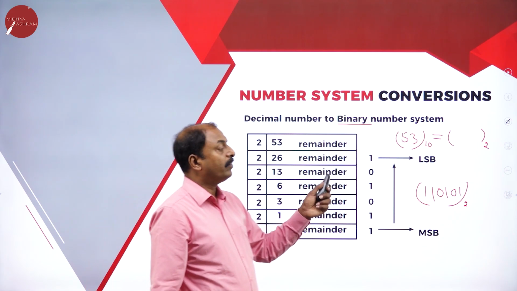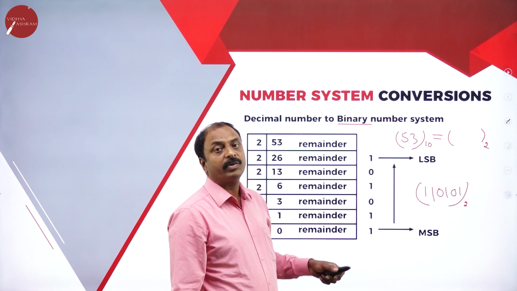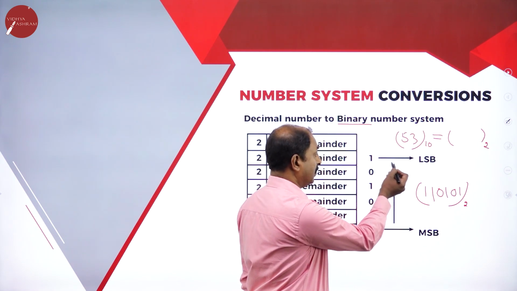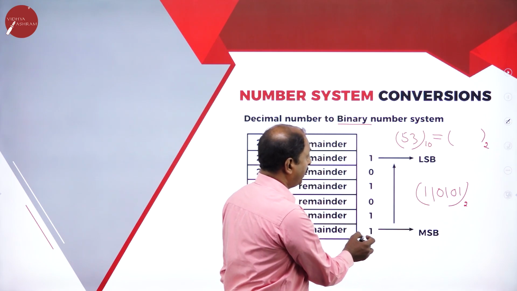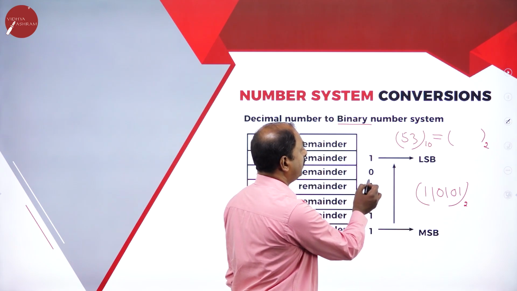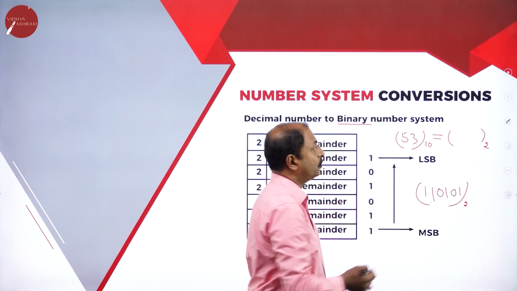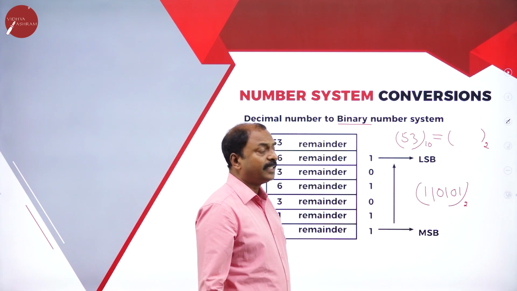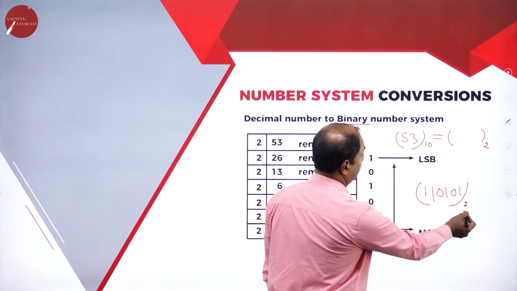So then we have to store the answer. I have to write the answer in reverse order, so from here to here. So this is, from here, 1, 1, 0, 1, 0, 1 to the base 2. Here, generally, we write the base like this, to the base 2.